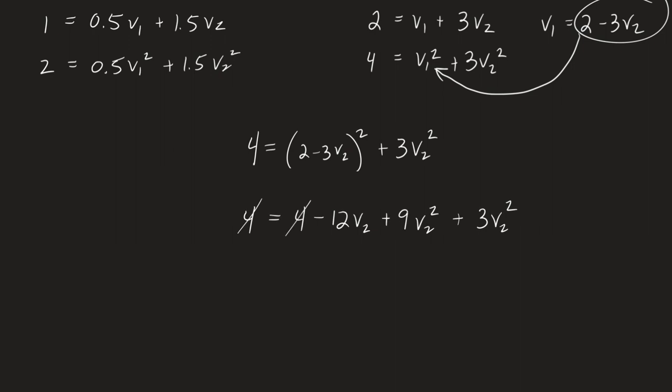The 4s are on both sides. I'll get rid of those. And I have 0 equals 9 plus 3, which is 12. So 12 V2 squared minus 12 V2. Factor out a 12 V2. And I get V2 minus 1.